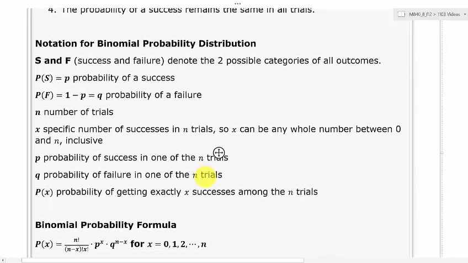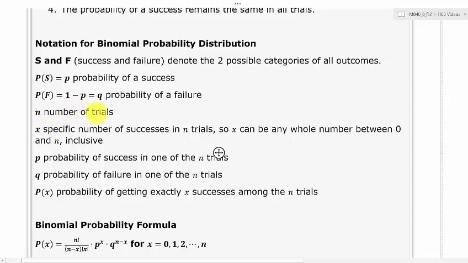Notation for the binomial probability distribution. So S is going to indicate a success, F will be for a failure. The probability of S, we'll just use a P to denote, that's the probability of a success. The probability of a failure, we'll just use the letter Q, and that's equal to 1 minus P.